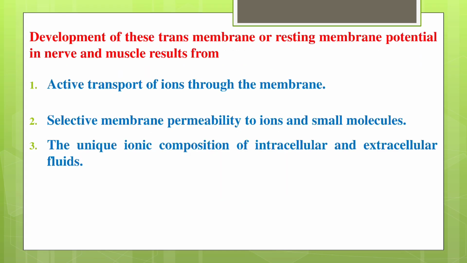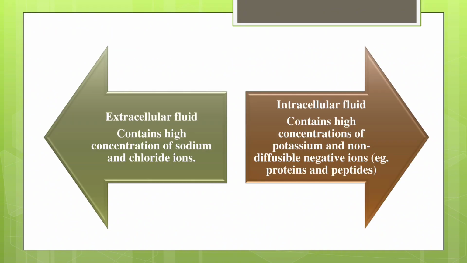Development of this transmembrane or resting membrane potential in nerve and muscle results from: 1. Active transport of ions through the membrane. 2. Selective membrane permeability to ions and small molecules. 3. The unique ionic composition of intracellular and extracellular fluids. Extracellular fluid contains a high concentration of sodium and chloride ions. Intracellular fluid contains high concentrations of potassium and non-diffusible negative ions, for example, proteins and peptides.